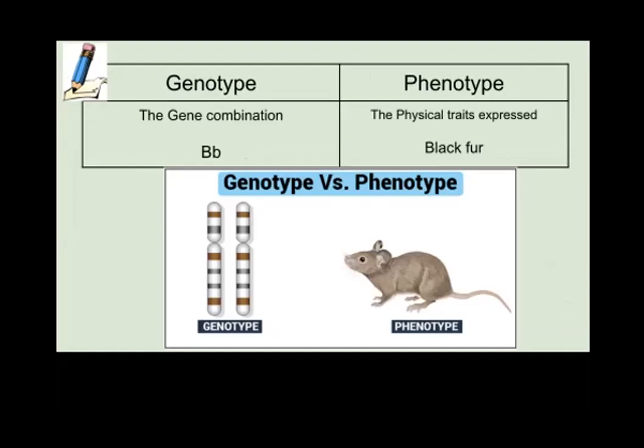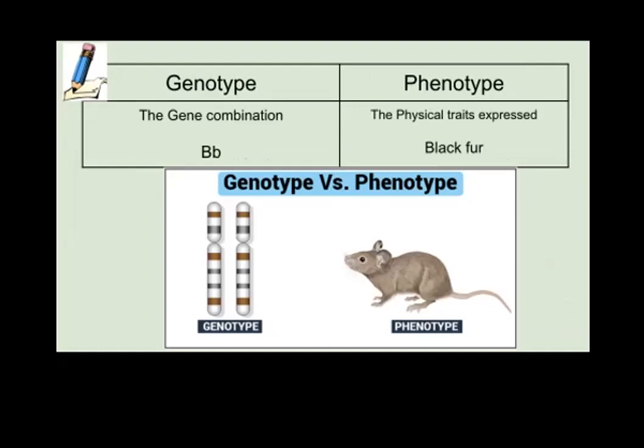difference between them. So genotype is a gene combination. And again, we've been representing them with the letters. Phenotype is the physical traits that are expressed. So a capital B, lowercase b might give an organism black fur.